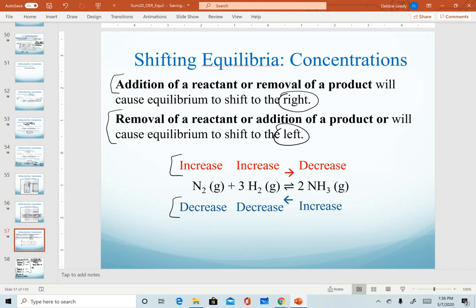In our next video, we'll talk about how temperature changes will shift equilibrium.